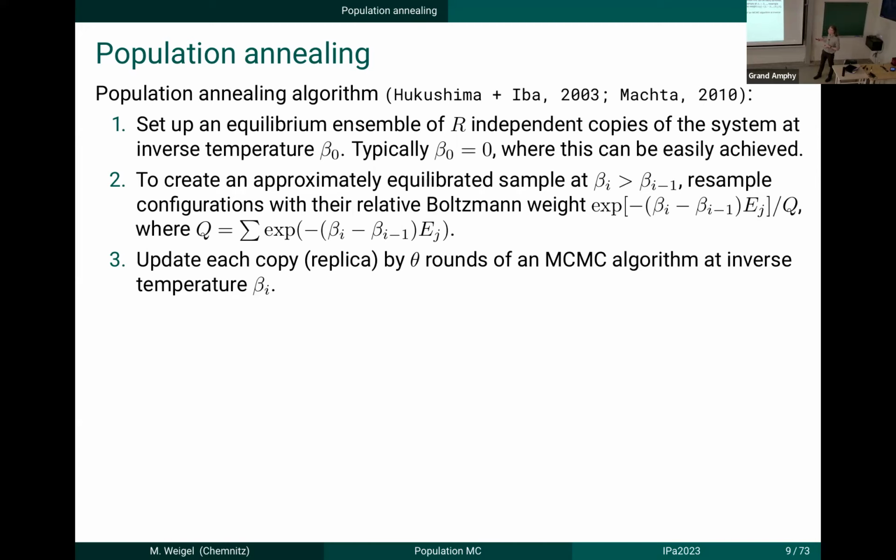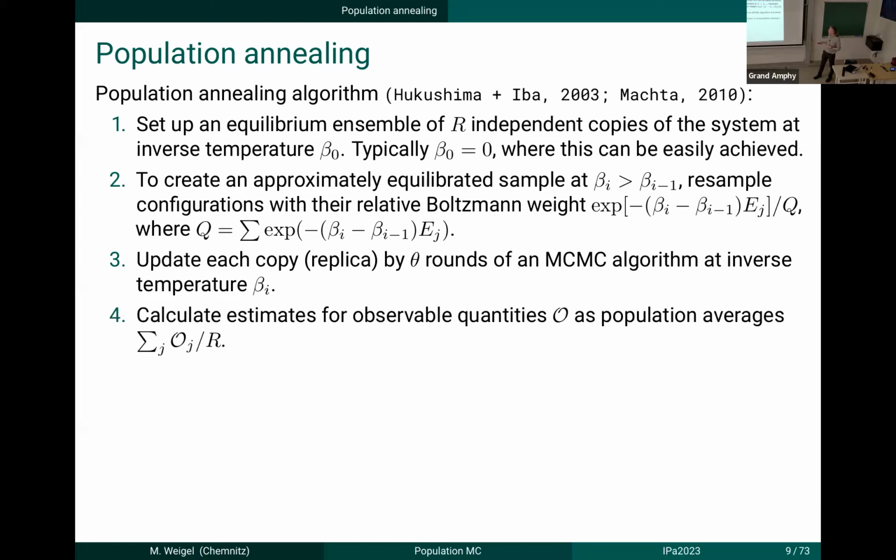And just to fix notation, the number of those updates, sweeps, whatever that we apply, is called theta. So this is another parameter in the problem. And then, you know, estimates for quantities are now computed as population averages instead of time averages, as you would in a standard Markov chain Monte Carlo.